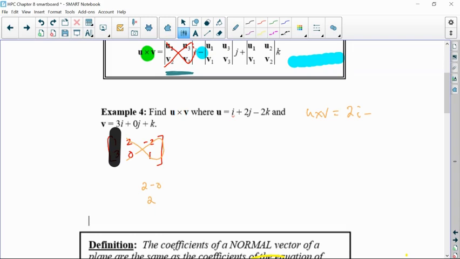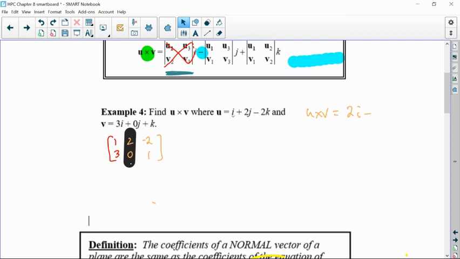I don't know how to do this nicely other than just erasing. So we'll erase this, just erase that. I gotta find a better way to do this. So this was 1, 2, -2, and this was 3, 0, 1. Okay, so now what I'm going to do is I'm going to take this and block out that second column.